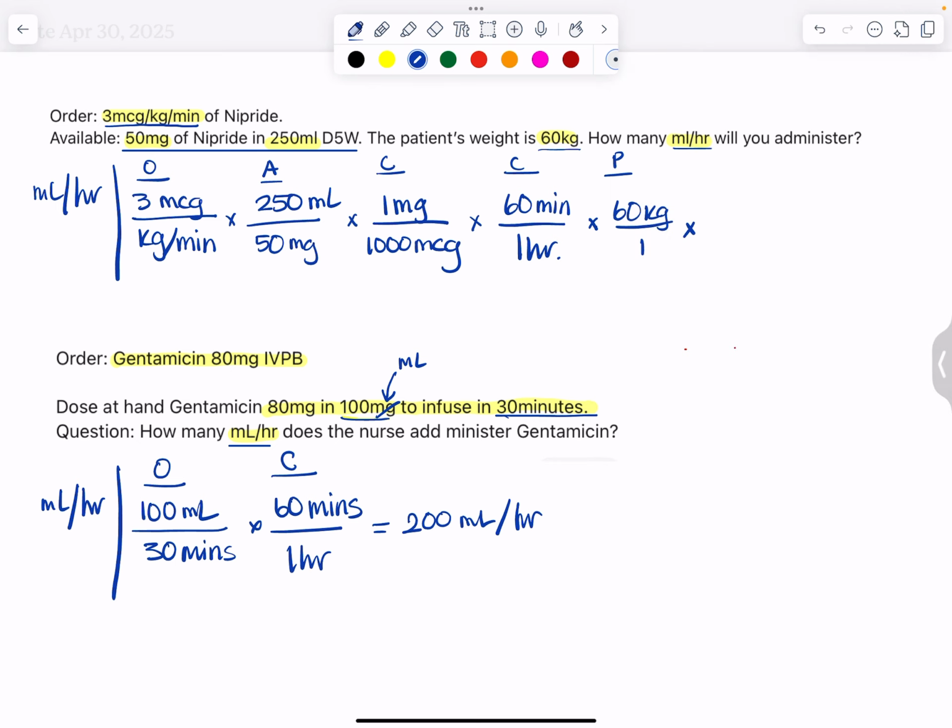Now you don't have to put the ones in the calculator, but I like to do that just so I make sure I'm not missing a step. The answer is 54 mLs per hour.